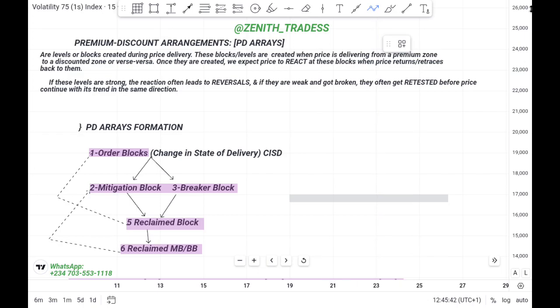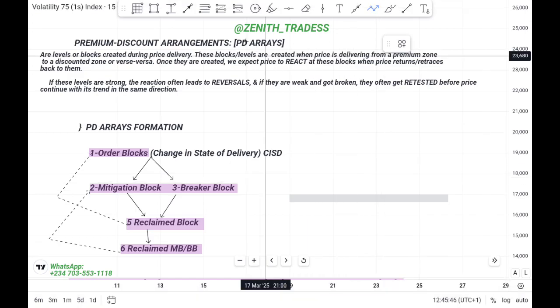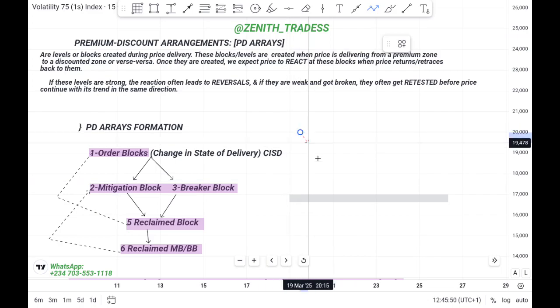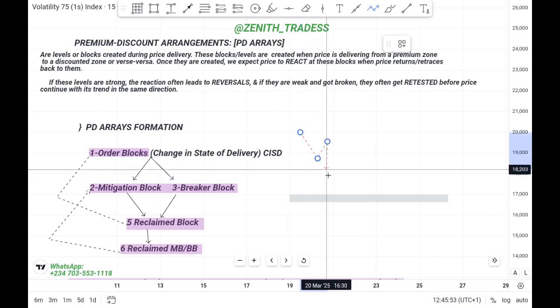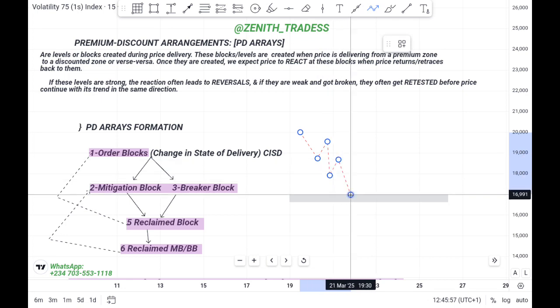What if a breaker block or a mitigation block now failed? It gives back to what we call a reclaim block. Look at this, this is the explanation we're trying to give. Price is bearish this way, price is bearish this way. It taps on this block here, that's an order block.